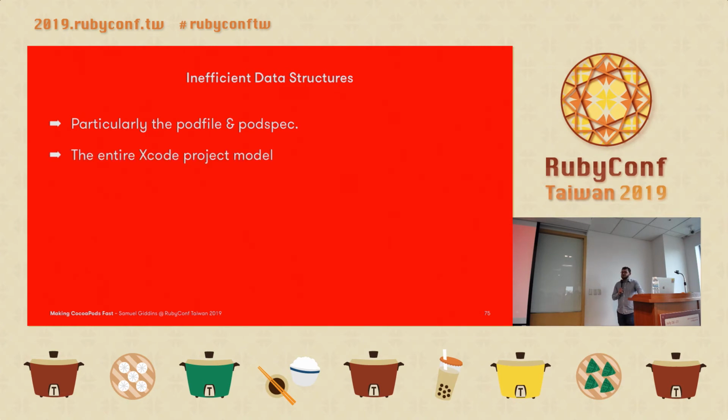The entire Xcode project model is something we can thank Apple for, but it's a horrible object graph model that's really, really complicated, and our re-implementation of it is buggy.